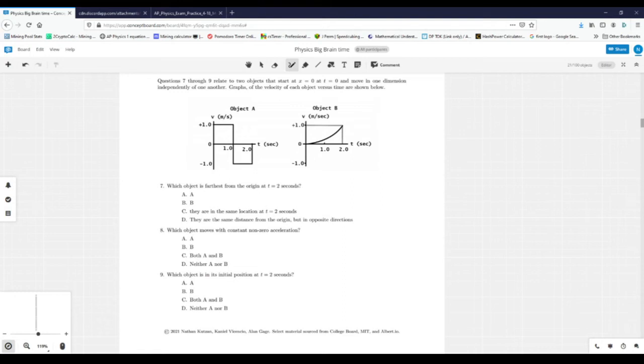There are 3 things they can ask you from a graph. They can ask you about the actual y value. They can ask you about the area under the graph. They can ask you about the slope. So whatever they're looking for is going to be one of those 3.